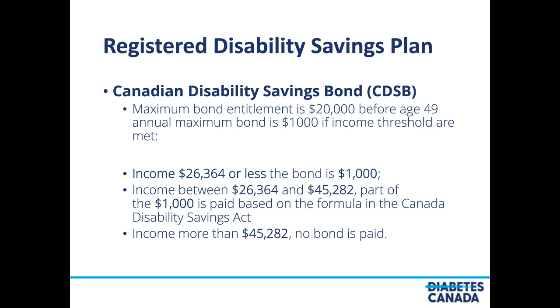Now, the income level is based on the total family income for individuals on a disability who are under the age of 19. After 19, it's based on the individual's income. Even if the individual, the student or person, is still living at home, it's based on their personal income and not the income of the entire family.